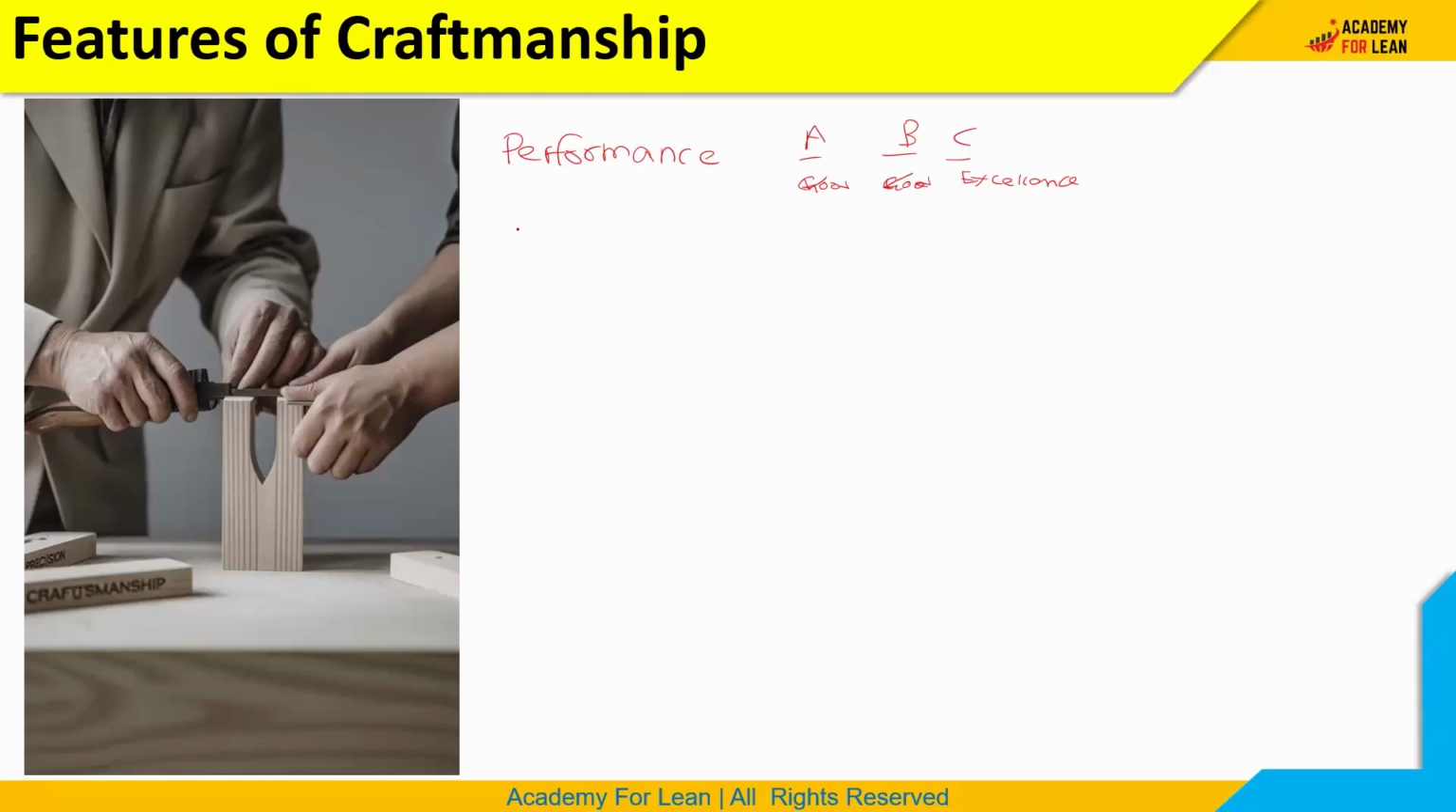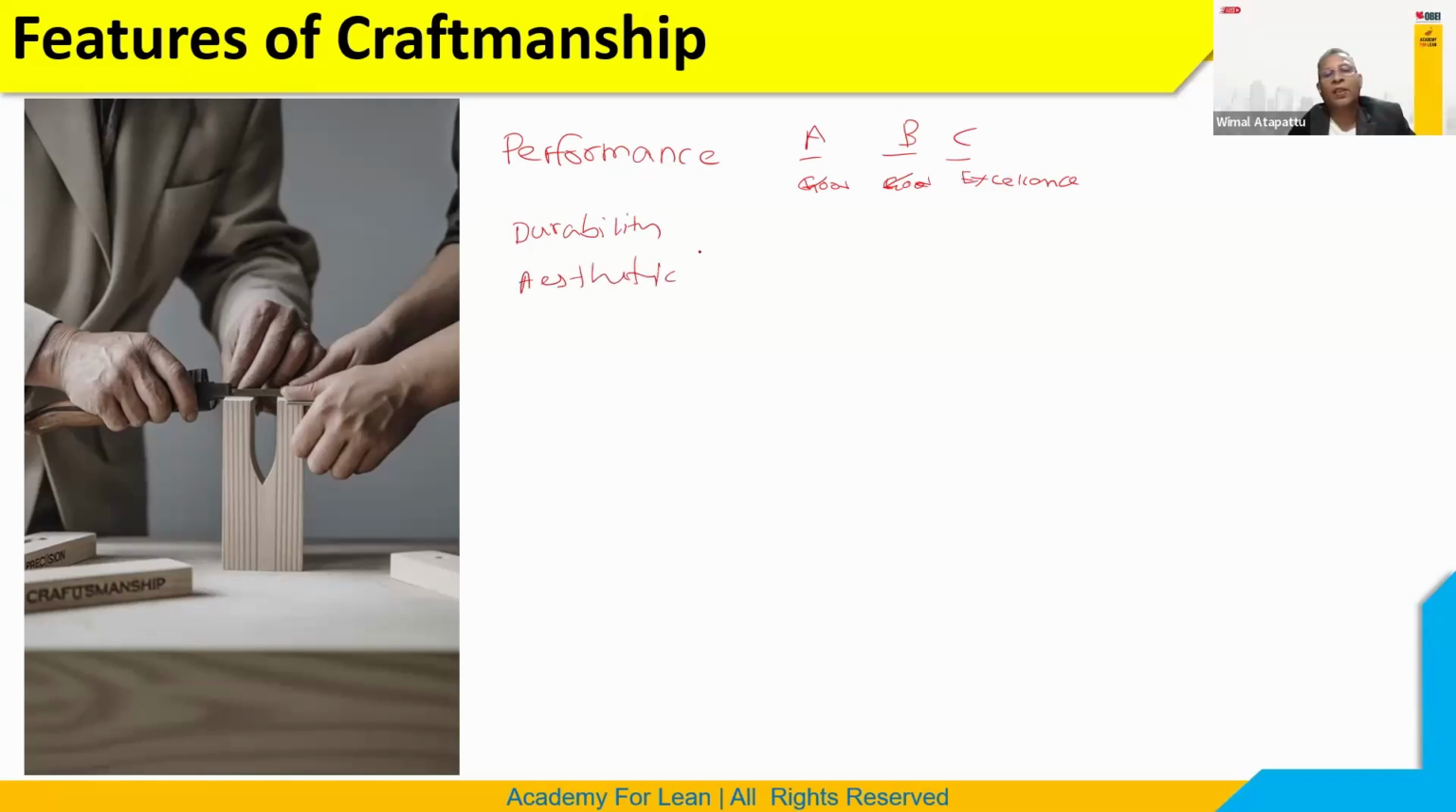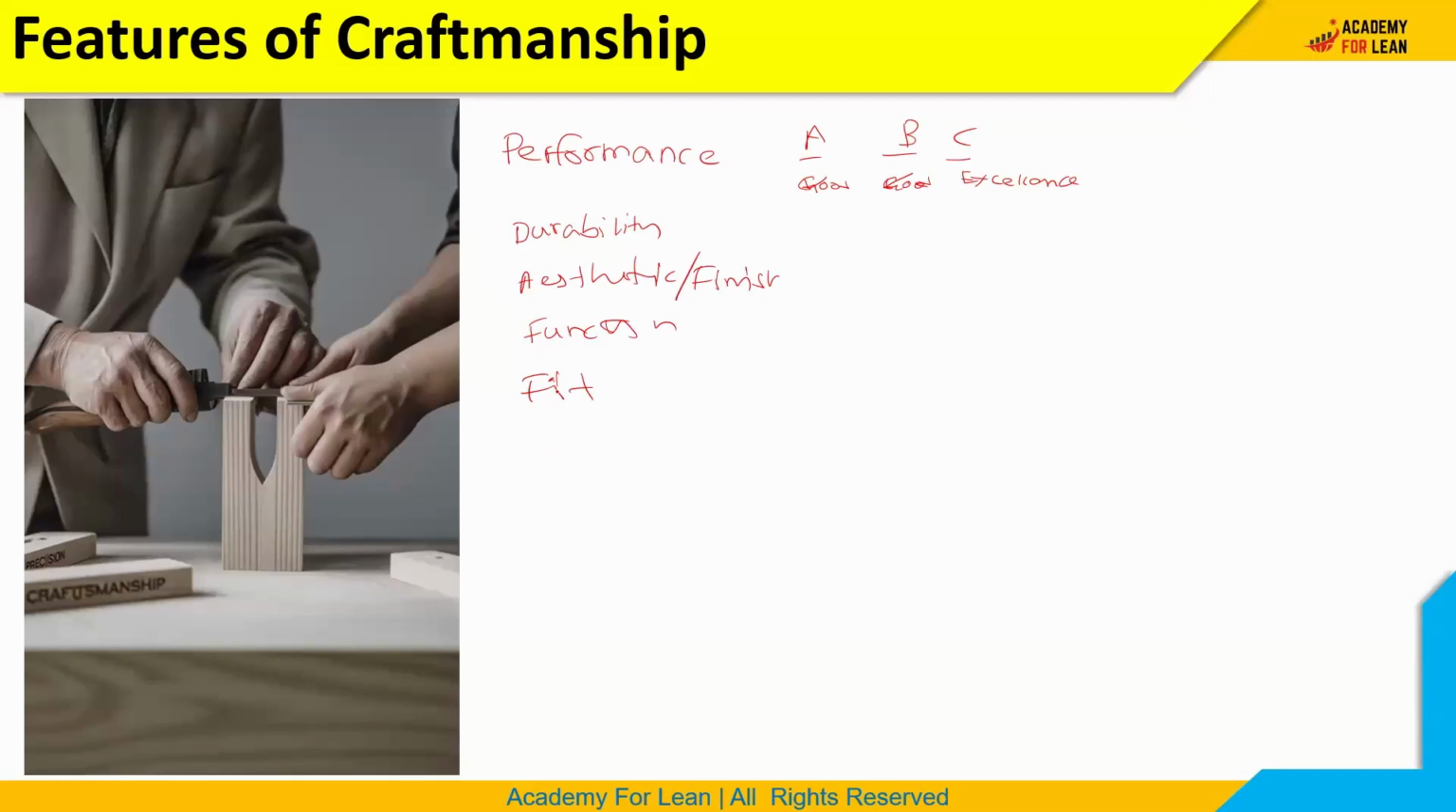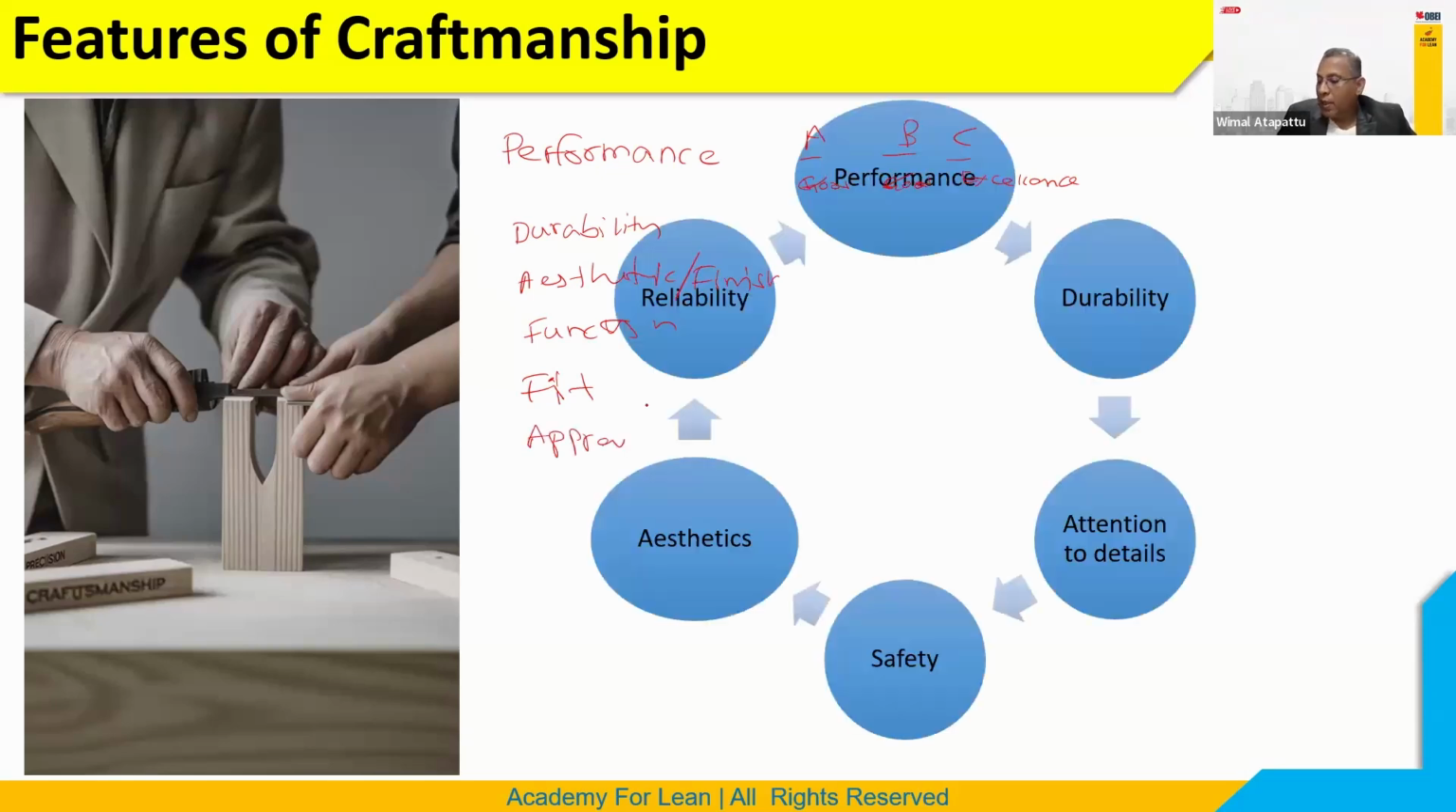Durability. Durability, excellent. Tarindu? Aesthetic. Finish. Okay, finish also. Functionality. Yes, functionality. Fit. What about the appearance? Appearance. Right. Likewise, you can keep on having. So these are the list.